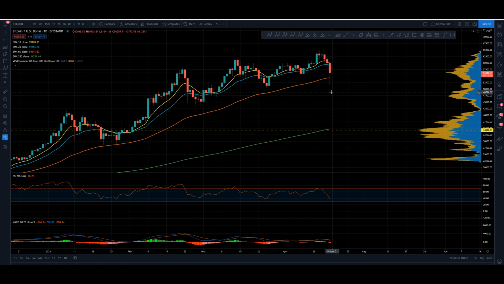Or it could just be an extension in the wave 3, pushes us into oversold, bounce in the wave 4, down in the wave 5, positive divergence to the bottom we would be looking for to confirm the bottom of the wave 4. Off we go.